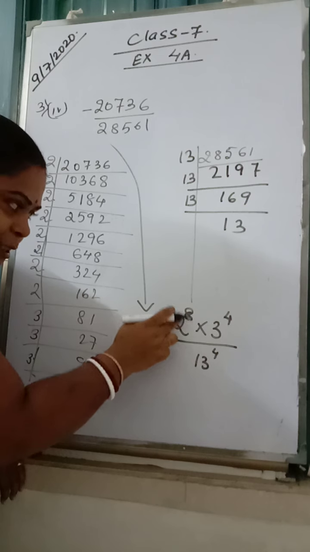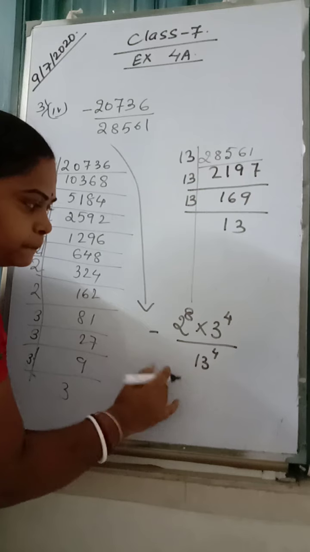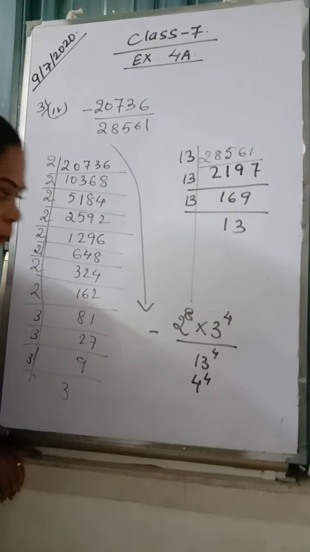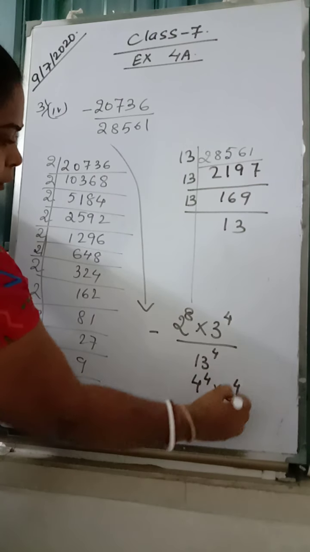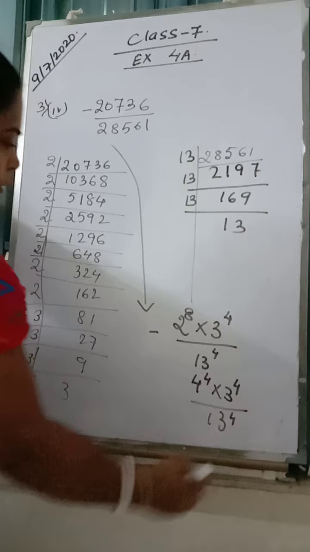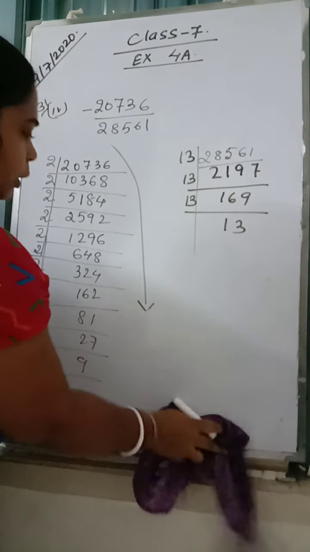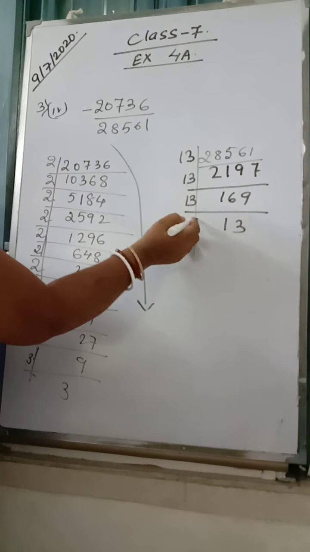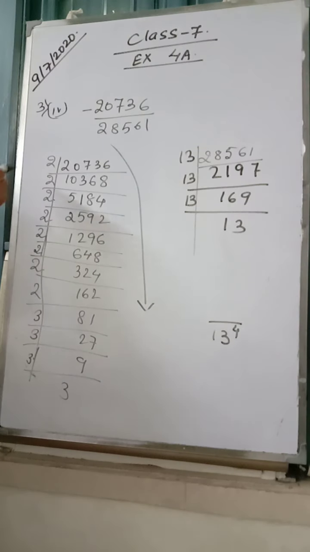Now this 2 to the power 8 could be written as 4 to the power 4. And 3 to the power 4 by 13 to the power 4. This is one option. Then we will write 12 to the power 4. The denominator is 13 to the power 4, so here we have to make groups of 4. There are 4 3s, there are 4 2s, and there are 4 2s.